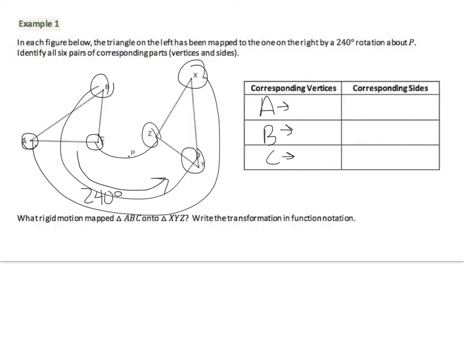A goes to X, B goes to Y, C goes to Z, which means AB goes to XY, BC goes to YZ, and CA or AC goes to ZX.